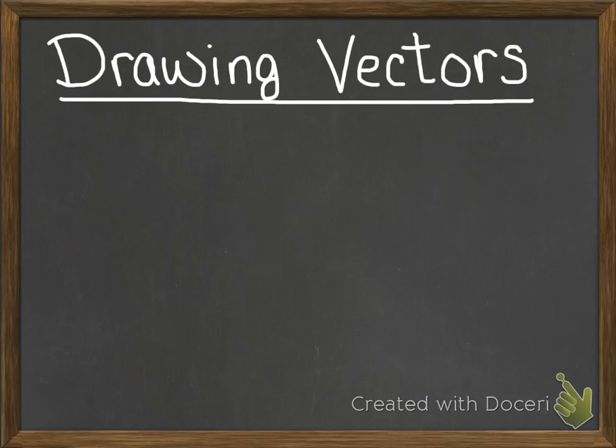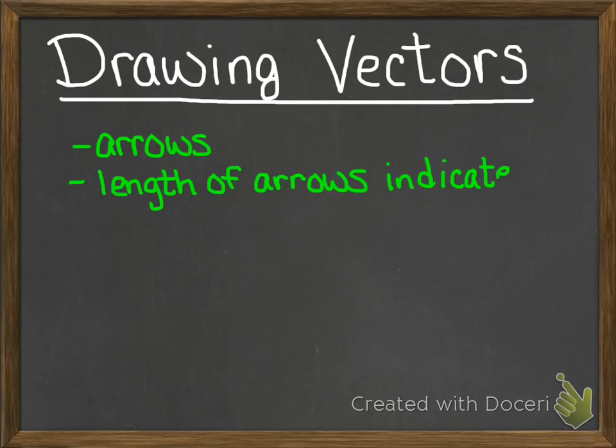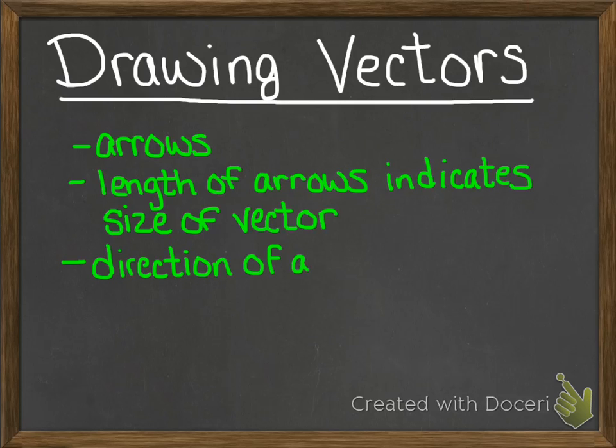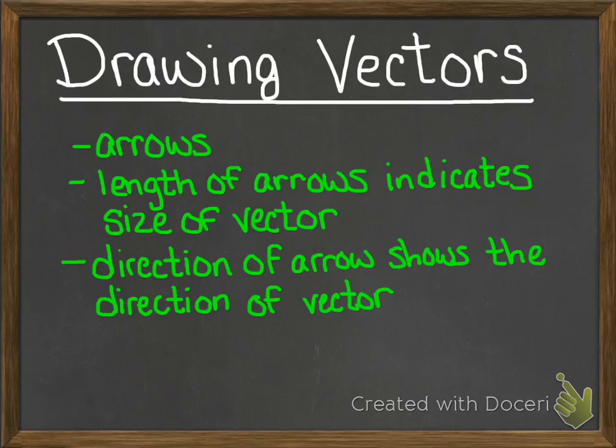So let's draw some vectors now. First off, you need to know that a vector is going to be drawn using an arrow, and the length of the arrow indicates the size of the vector, and the direction that you draw the arrow shows the direction that the vector is going. So if you wanted to indicate something was going north, you would draw an arrow straight up because that's the direction we indicate north is at.